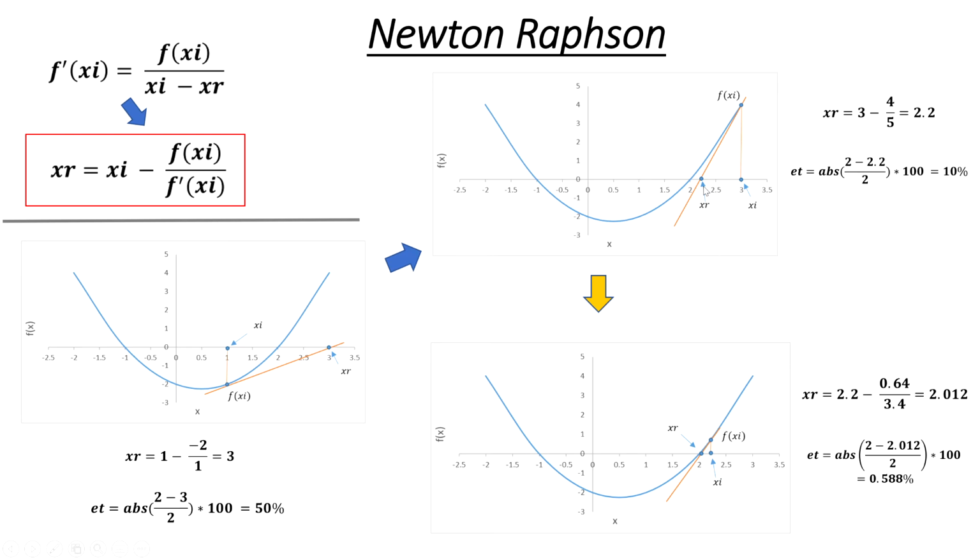Let's do it one more time. Now we're going to use the estimate at 2.2. So we're going to take here xi to be 2.2. The function value at 2.2 is 0.64, and the derivative at 2.2 is 3.4, which gives us an x-intercept, or the new estimate of the root, at 2.012, which gives us a true error of 0.588%. So you can see that in just 3 iterations we have a root estimate that has an accuracy of 0.588%. So you can see it's a very effective technique, and it's also a very, very simple technique.